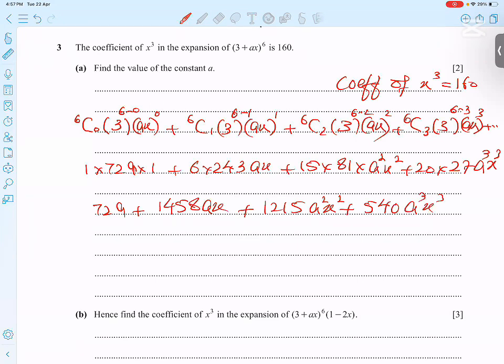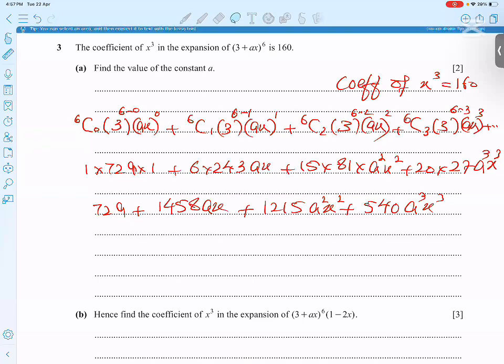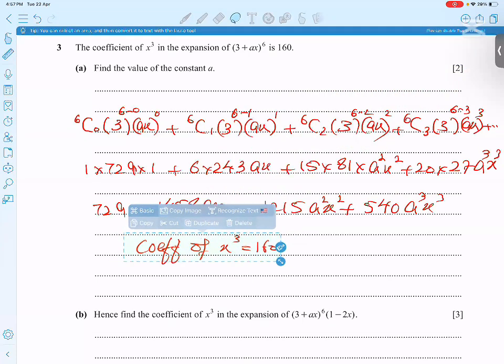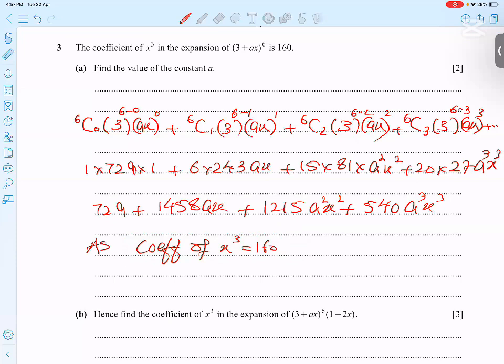Now, according to the situation as he mentioned, I bring this statement down. The coefficient of x cube is this, so 540 a cubed is equal to 160. You know very well what I'm going to do. First of all, I divide by 540 on the other side: 160 divided by 540, I get a cubed equal to 8 over 27. Take the cube root of both sides, and I get 2 over 3. So we got this answer for A.